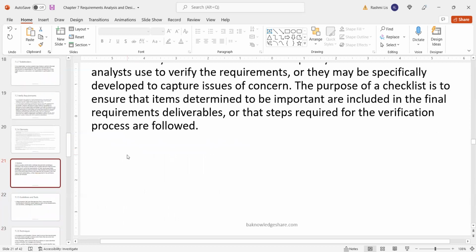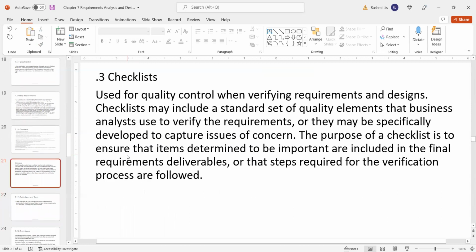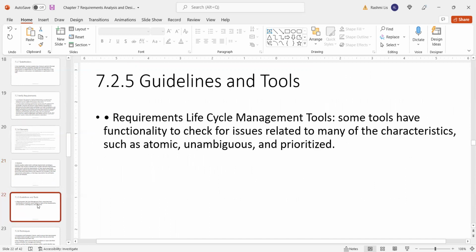So the third element is checklists. It's used for quality control when verifying requirements and designs. Checklists may include a standard set of quality elements that the business analyst uses to verify the requirements. The purpose of a checklist is to ensure that items determined to be important are included in the final requirements deliverables, or that steps required for verification processes are followed.